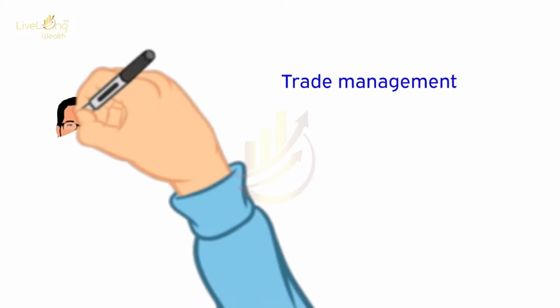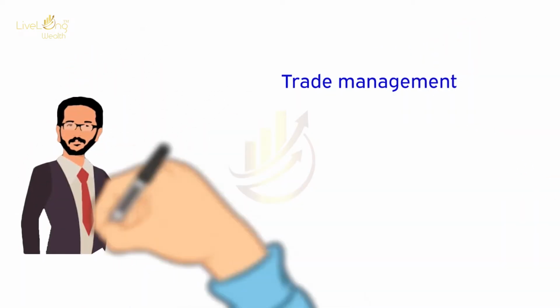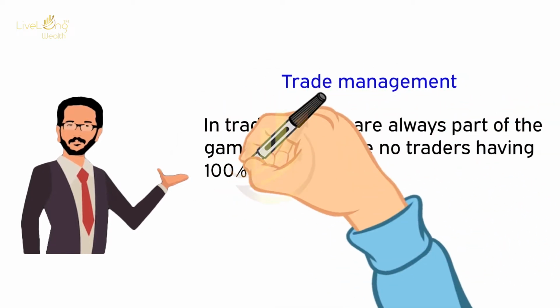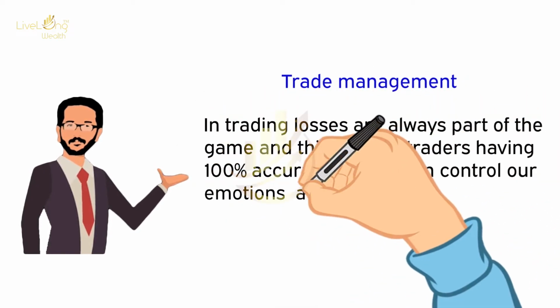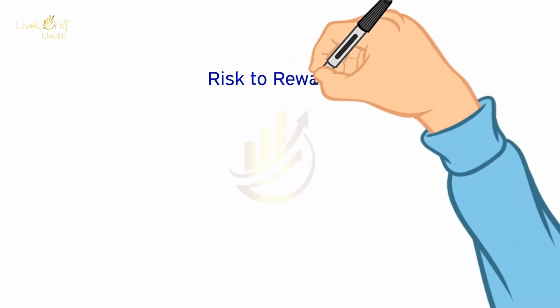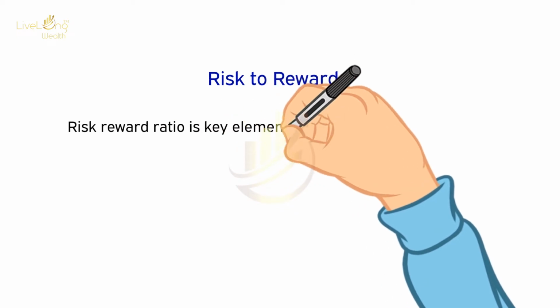Trade management. In trading, losses are always part of the game. And there are no traders having 100% accuracy, but we can control our emotions and use risk management measures to limit our losses. The risk-reward ratio is a key element for trading.